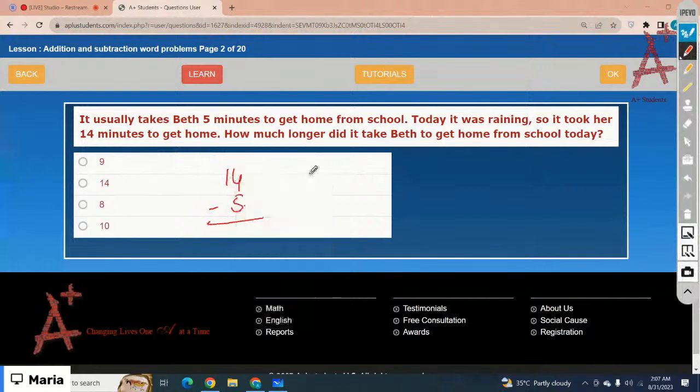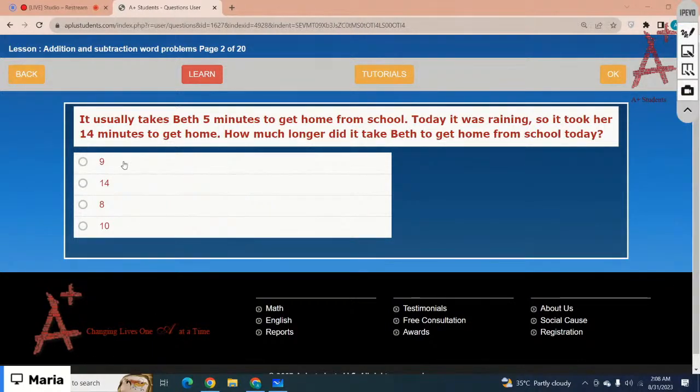So it would be 6, 7, 8, 9, 10, 11, 12, 13, 14. Just count 1, 2, 3, 4, 5, 6, 7, 8, 9. That means 14 take away 5 equals 9. That means today it took Beth 9 more minutes to get home from school, right? That means the correct option is 9. So just select the correct option and click on the OK button.